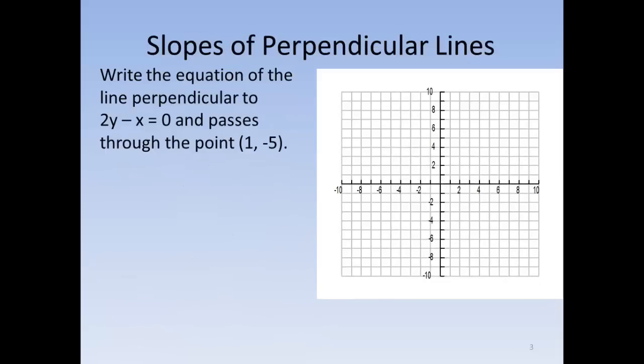Perpendicular lines, same idea. The point 1, negative 5 is not on the original line, so I need a point and I need a slope. Here's the point I'm going to use. I need my slope. And so to find my slope, you're going to solve for y. So you get 2y equals x, y equals 1/2 x.